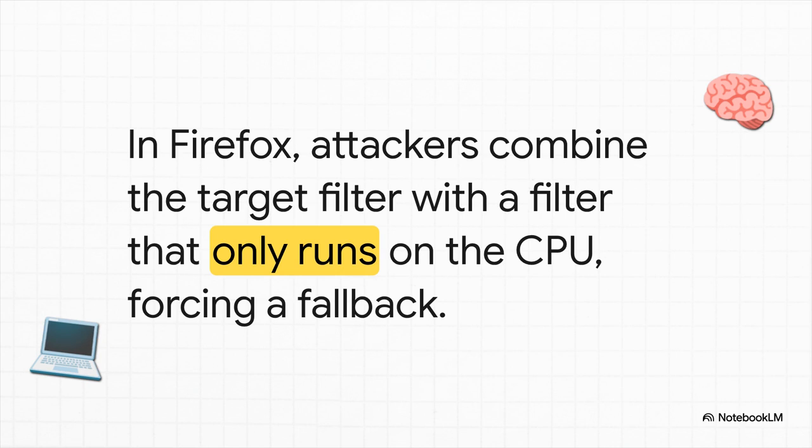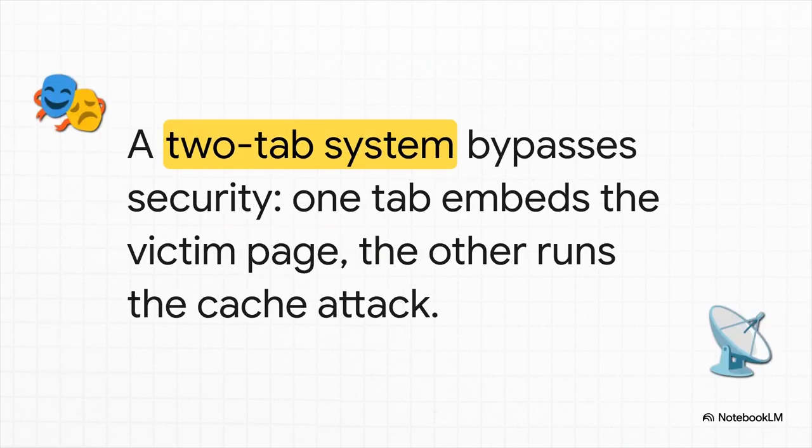So how do you force that switch? Well, in Firefox, they found this simple, almost elegant trick. They just combine the filter they want to exploit with another one, like a blur effect that only runs on the CPU. And boom, that forces the entire operation to fall back to the CPU right where they want it. Now, getting past modern security, that took a really clever workaround.